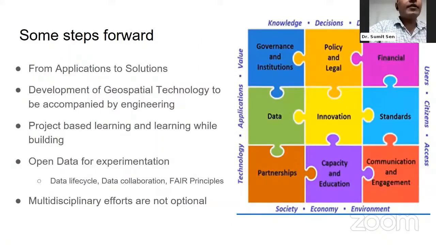So these are some of the steps forward that we have decided for ourselves. And as you can see, this is coming from the same point of view, that from applications, we want to move to solutions. We want to move from development of geospatial technology to engineering of that, project-based learning and learning while building, open data for experimentation, considering the life cycle, the FAIR principles, and also looking at multidisciplinary efforts as a mandatory requirement. Can we go to the next slide, please?